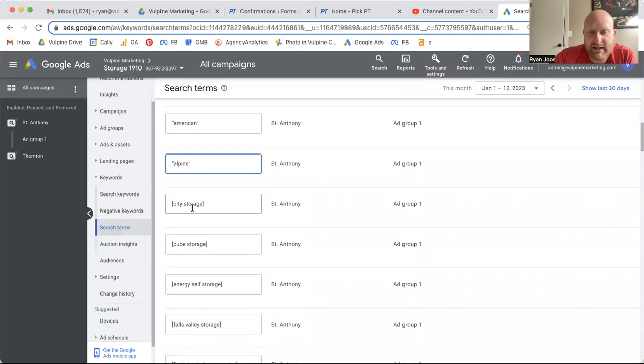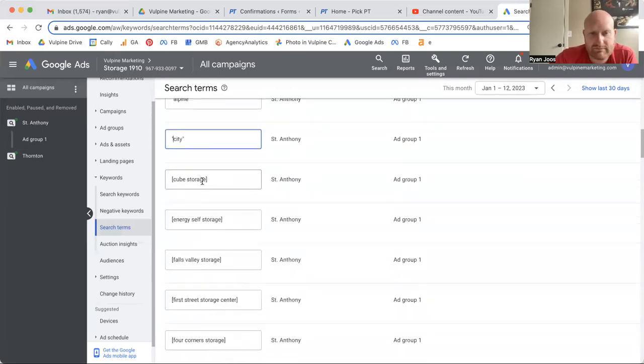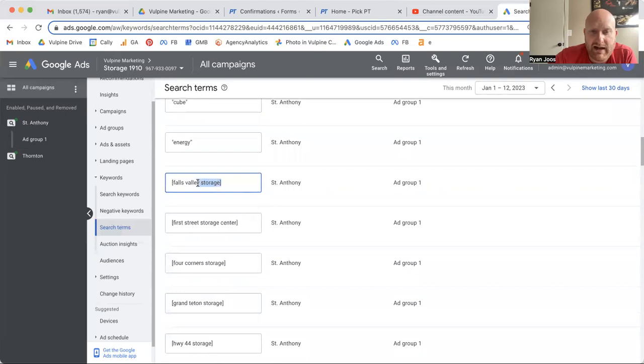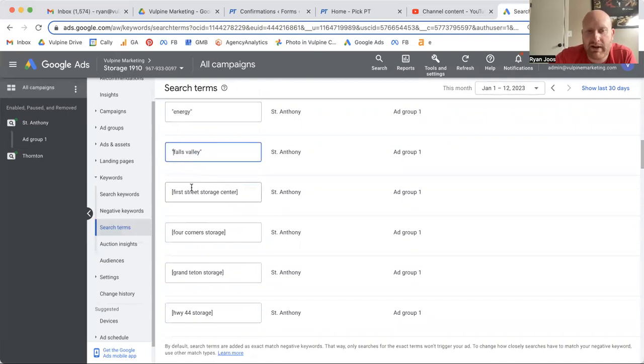Not what I want. City storage, this one I might pull out. City. Cube storage. That's kind of like a locker thing. I'm going to go ahead and just pull out cube. Not interested there. Energy self-storage, that is a particular brand. I am just going to knock out energy. Anybody says that, I'm out. Falls Valley. Falls Valley is a particular brand there, or a competitor of some kind. We're going to pull that out there.